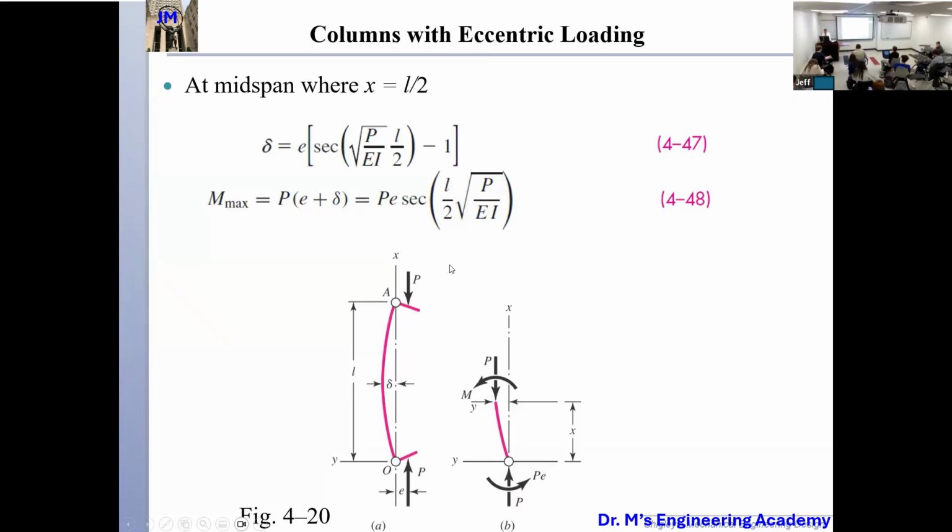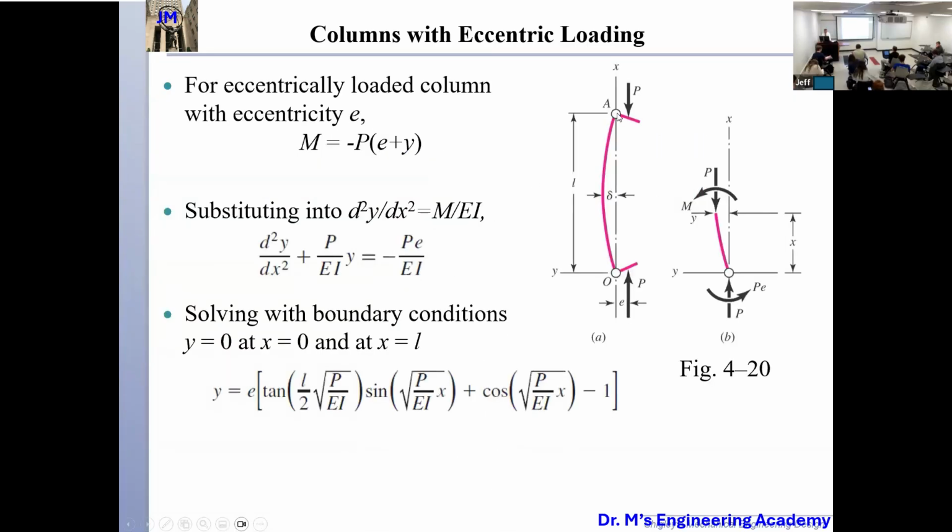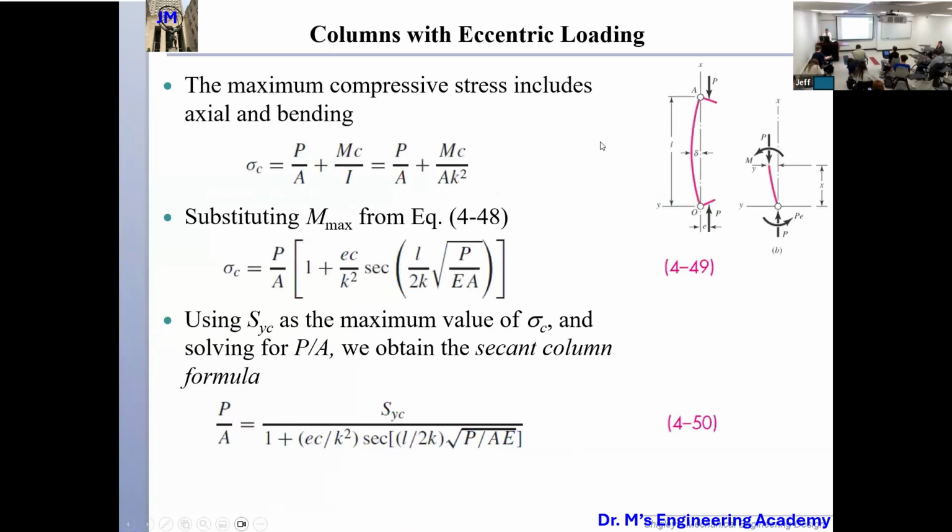For this case, it's here. The distance from A to P. Right? So this is the e value. The maximum compressive stress induced includes axial and bending. So as I said, guys, this has two effects. One is compressive and one is bending. Sigma c is the compressive stress, and we have P over A plus Mc over I. So this is the effect of the bending moment generated by the P.